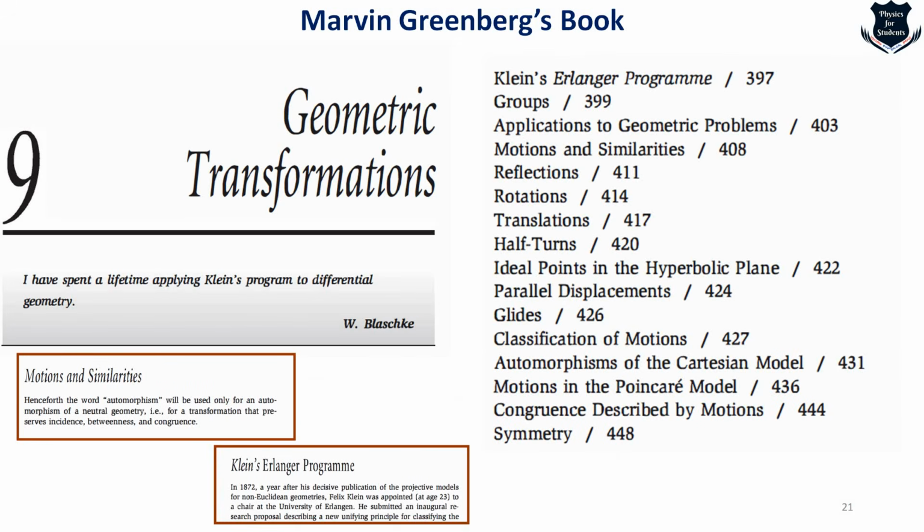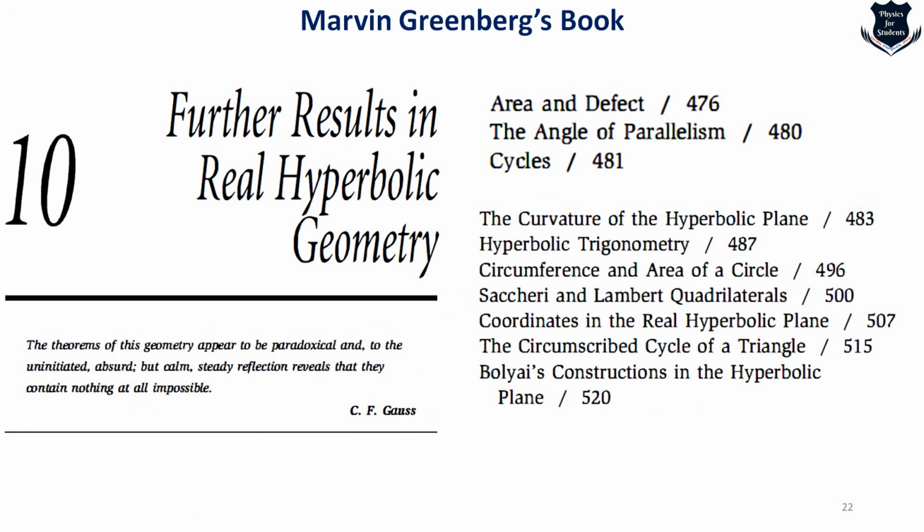Geometric transformations, motions and similarities, Klein's Erlangen program. Again, a wonderful exposition of the geometry and historical developments. Further, you will see results in real hyperbolic geometry, the curvature of the hyperbolic plane, the circumscribed cycle of a triangle, and Bolyai's construction in the hyperbolic plane. Very, very important. So Marvin Jay Greenberg's book gives you a historical, mathematical account, with certain inspirational and frustrating stories, in the first step in understanding non-Euclidean geometry.